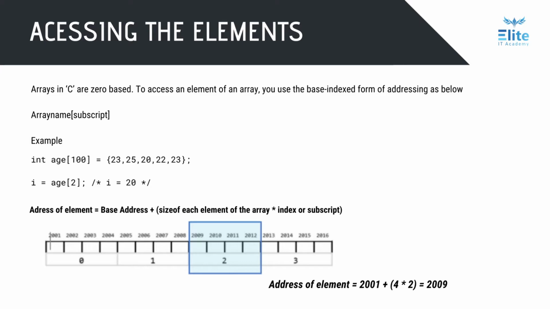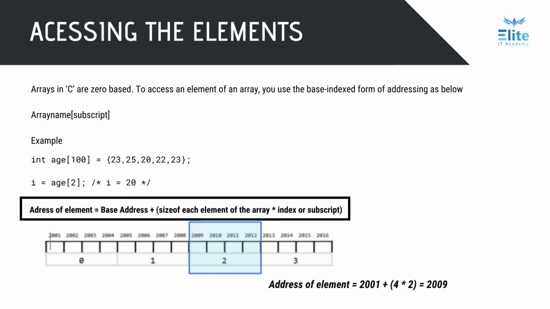When you address an element of an array, the addressing mode is called the base index form of addressing. This is because the array name gives you the starting address of the array. The index specifies the offset to the base. As shown here, the address of the element to be accessed is calculated by multiplying the index value with the size of the data type and then adding it to the base address, which is the array name. The element at that address is then accessed.